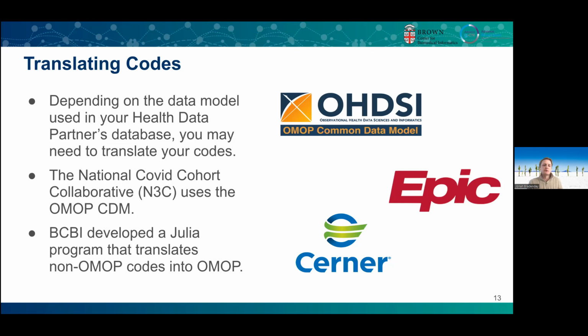BCBI developed a Julia program that does just this. You input a list of ICD codes, you run the program, and it outputs the OMOP equivalent of those codes, which would be SNOMED OMOP concept IDs. And then you can use that list of codes in the N3C enclave or some other place that takes OMOP codes.